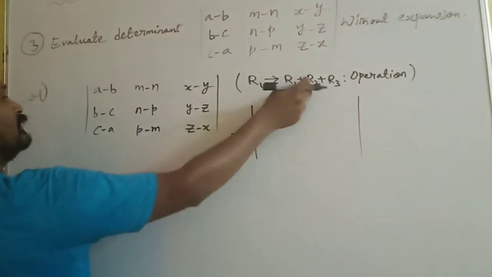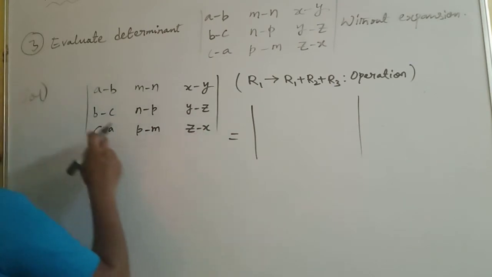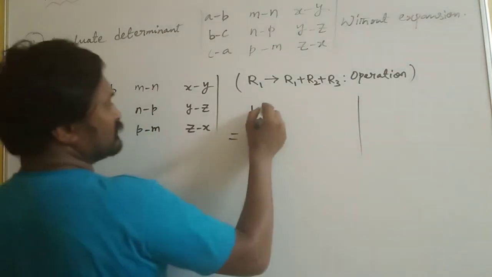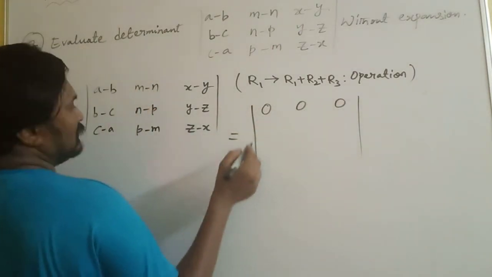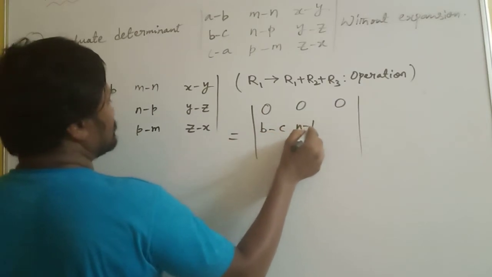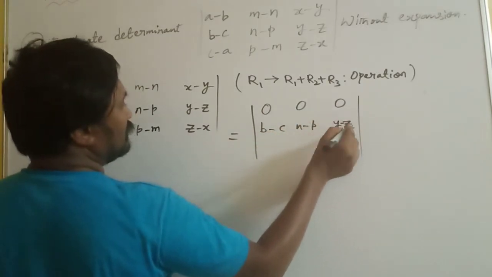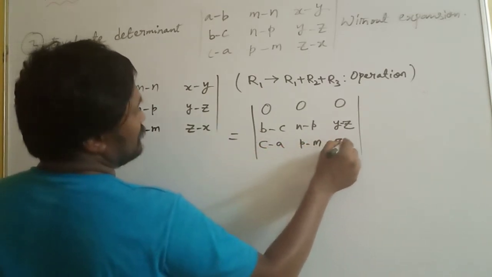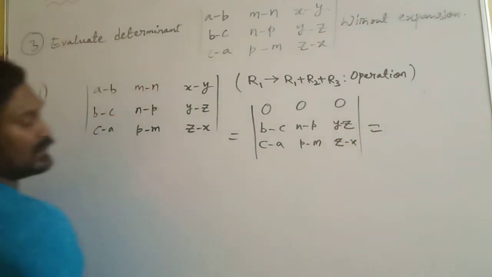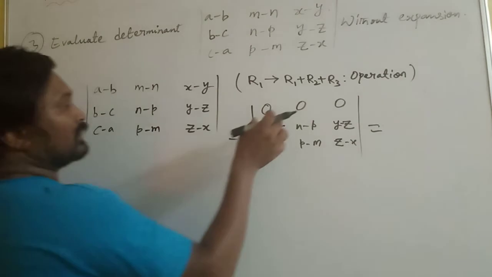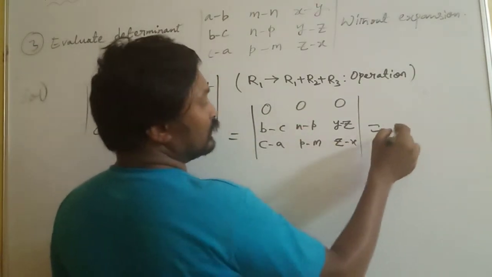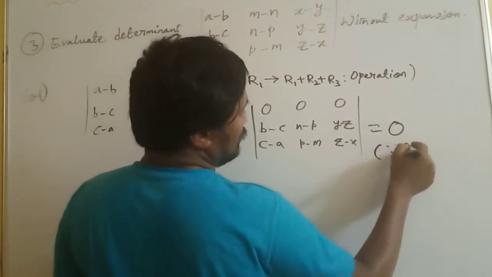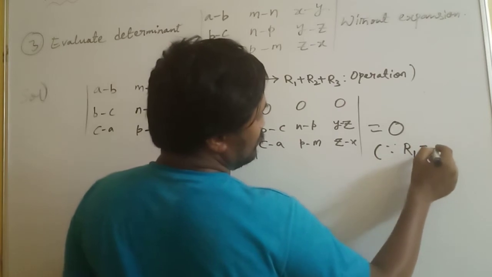So equal to, so when you add all A minus B plus B minus C plus C minus A, when you add this all, you get answer as what? 0, 0, 0. And remaining all B minus C, N minus P, Y minus Z, C minus A, P minus M, Z minus X. So according to the properties of determinant, if one row is 0 or one column is 0, the total value is 0. Since R1 is equal to 0.